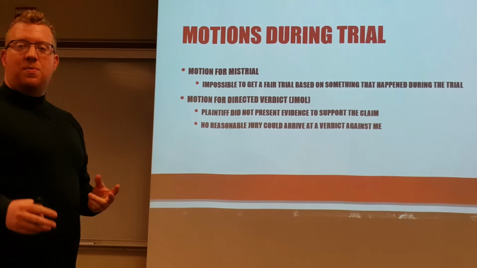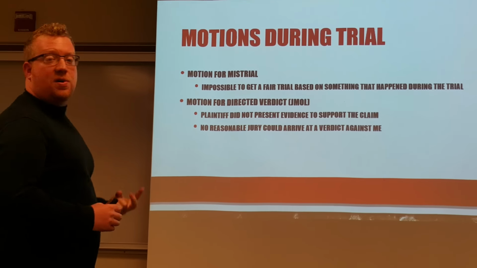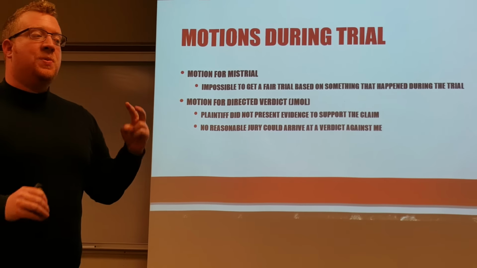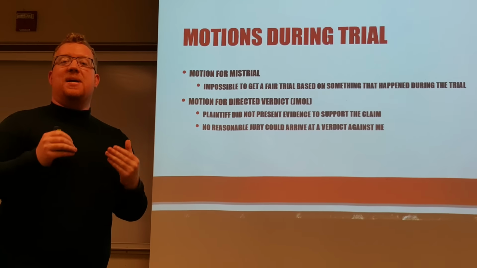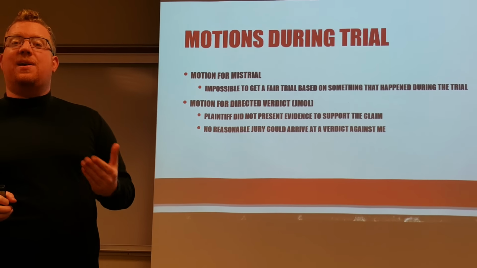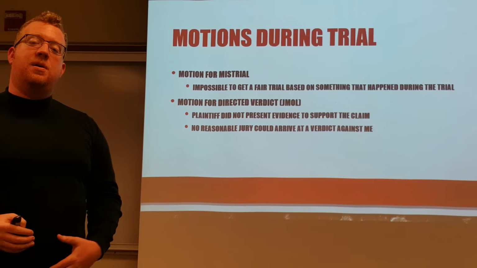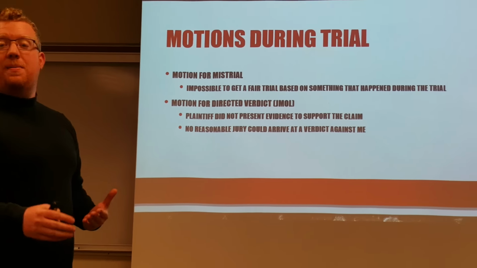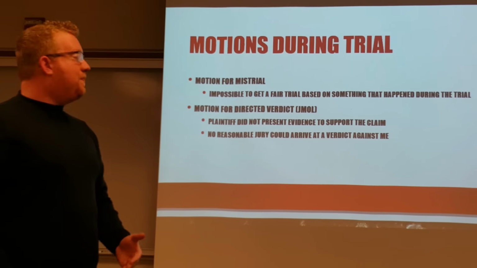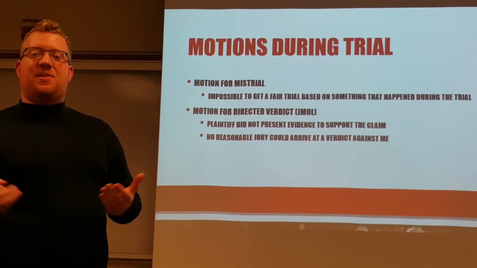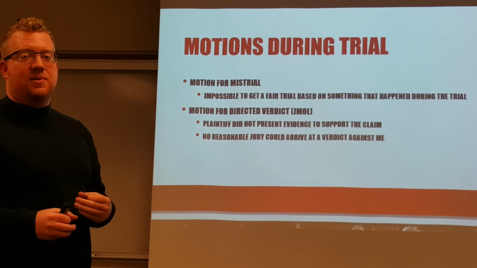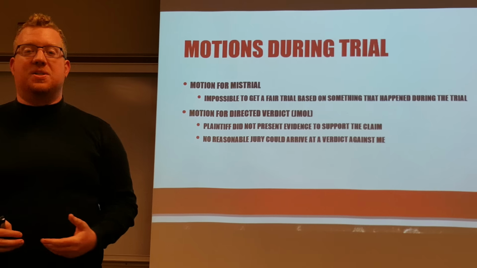Now, there's two motions we talk about during the trial. The first is a motion for a mistrial. Now, a motion for a mistrial exists when something happens in the trial that basically makes it impossible for you to get a fair trial. So let's say some negative information that wasn't supposed to come out at trial comes out. You can maybe ask for a motion for a mistrial to try to get the case dismissed. Really anything that happens that can prejudice you during a trial, you can try to get the case dismissed, at least, or rather have a motion for a mistrial.